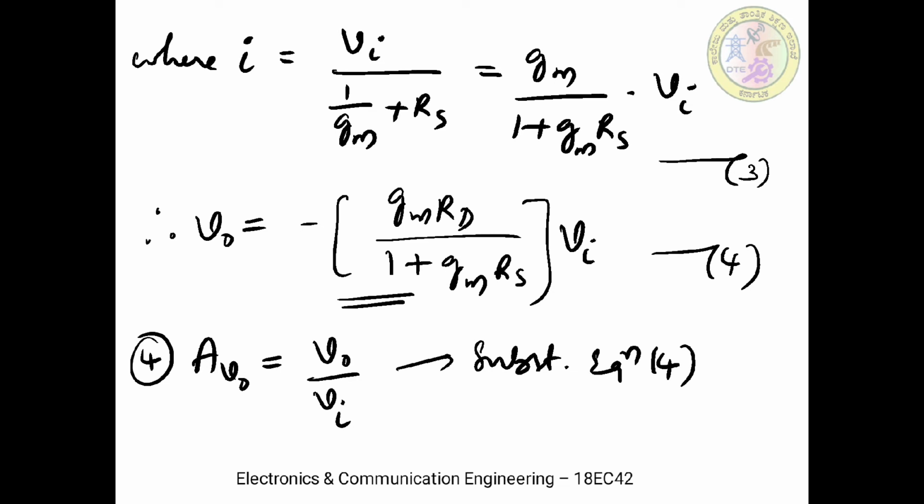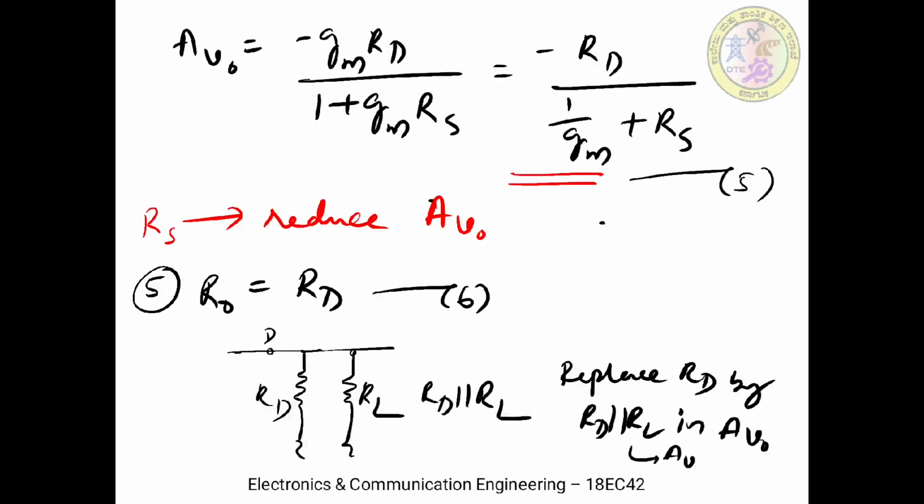So now let us here consider open circuit voltage gain. So this is derived on the condition that RL is infinity. Okay, so this is just a substitution of previously derived V0. So AV0 will be minus RD by 1/gm plus RS. Okay, so now here you can see that the RS is appearing in the denominator. So therefore a very large RS is going to further reduce the voltage gain. So in effect, the main influence of RS is to reduce AV0.